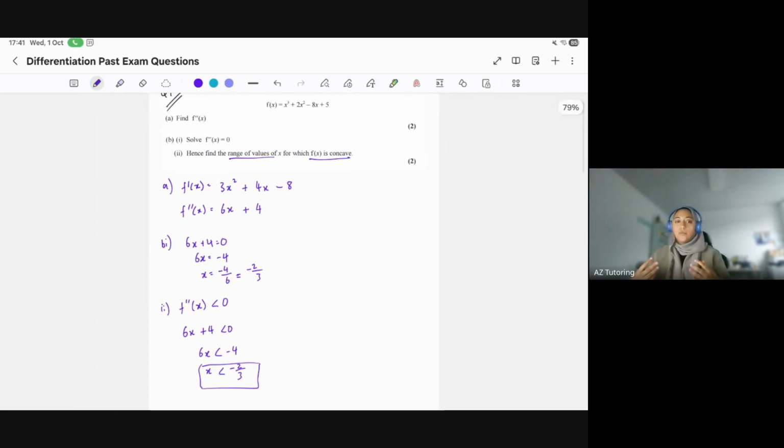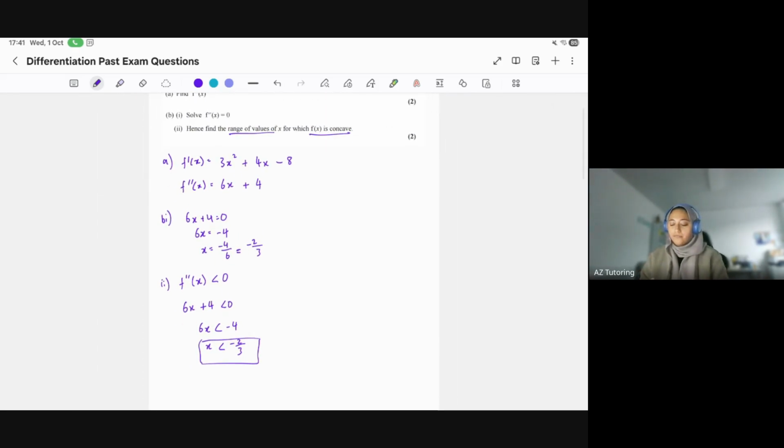So I wouldn't say overcomplicate it too much. I've seen students overcomplicate concave and convex and try to figure out what the curve looks like. Just remember your second differential rules and you'll be fine from there.